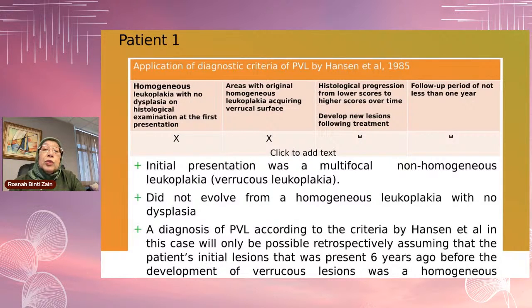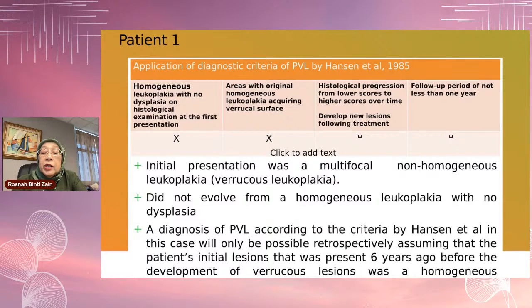So that's just to show the complexity of trying to follow through proliferative verrucous leukoplakia. And of course, when we started with three lesions, we thought, okay, this possibly is a proliferative leukoplakia, and so prospectively we followed up. And as we apply the diagnostic criteria by Hansen, we didn't have leukoplakia with areas of original homogeneous leukoplakia acquiring a verrucous surface from the start, but it satisfied the other two criteria.